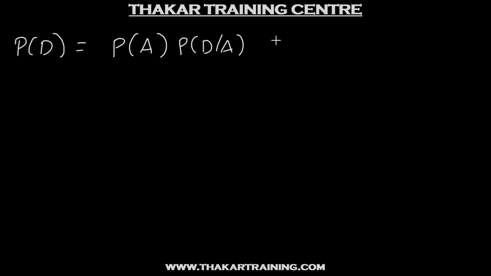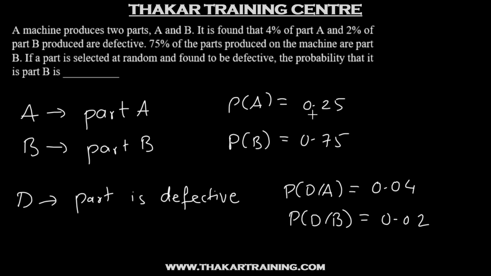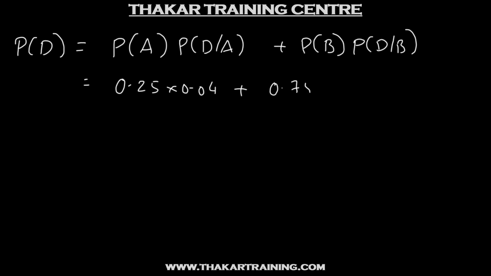So that will be given by the total probability. P of D will be P of selecting part A and the selected part being defective, plus P of selecting part B and the selected part being defective. So this, on simplification, will give 0.025. So the probability that the selected part will be defective is 0.025.